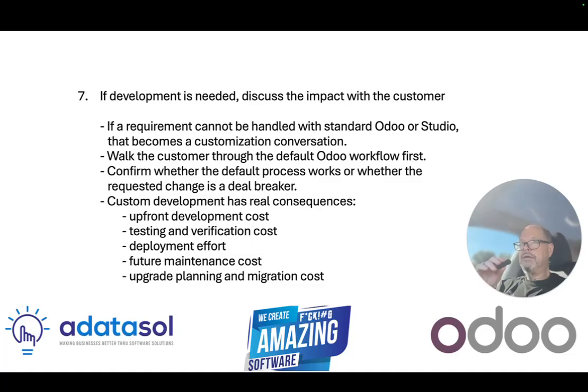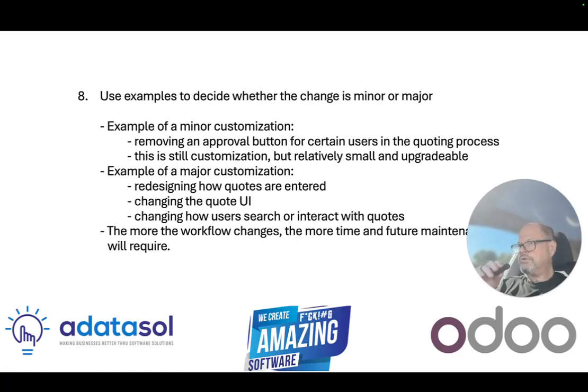And this is why an important part of best practices is really thinking about, do we need these customizations? And you might not in Odoo. One of the best ways to define this is to walk the customer through: well, we could do it this way. This is the default. This is what a minor customization looks like, adding a field. And then again, walking them through what a significant customization looks like, and some examples of that. Redesigning, the example I showed here, is redesigning how quotes are entered, changing the quote UI, changing how users search or interact with quotes. Things like that are a great way to have that conversation.